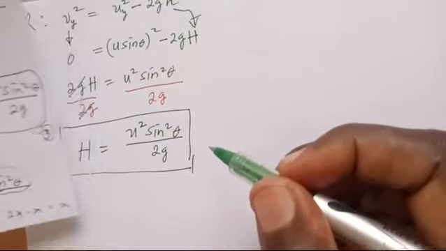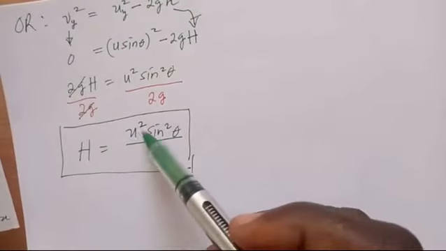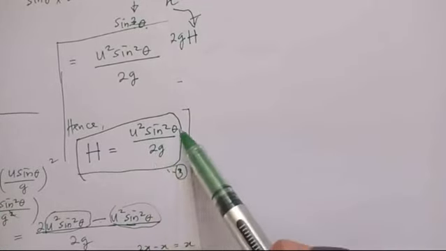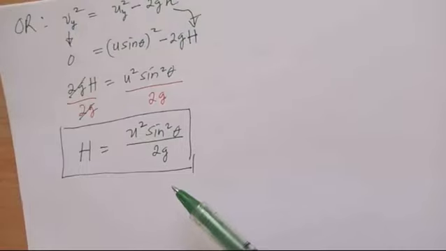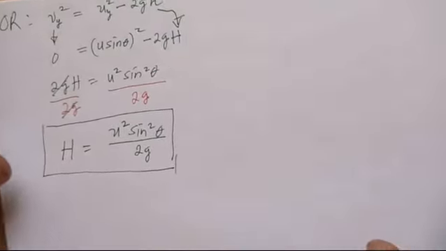Let me bring it and you compare it. You see, H equals u squared sine squared theta over 2g. Look at it, H equals u squared sine squared theta over 2g. Okay, so this is how we obtain the formula for maximum height.